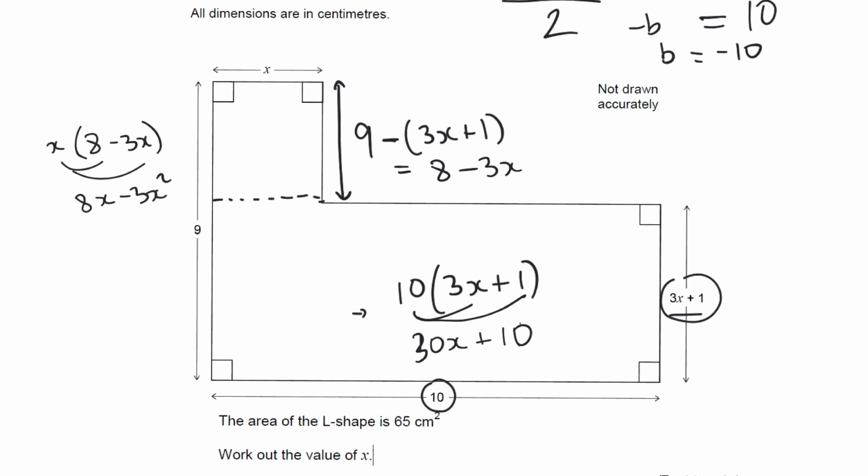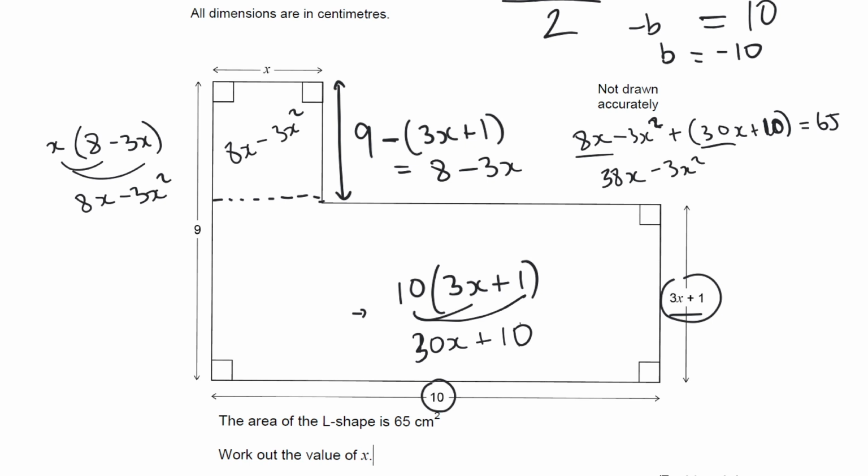Because the whole area of shape L is 65, adding these two areas together should be equal to 65. So 8x minus 3x squared plus 30x plus 10 is equal to 65. Collect the like terms. So 8x plus 30x would be 38x, minus 3x squared plus 10 is equal to 65.